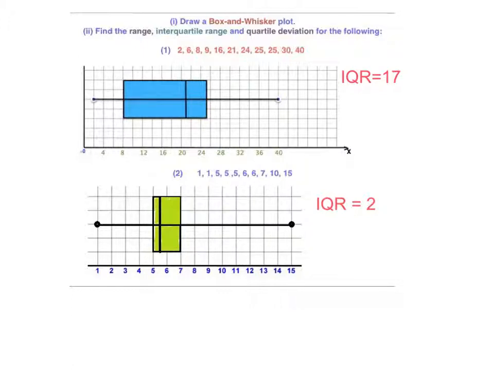And the interquartile range for the first set of data, the length of this box, is 17, whereas the interquartile range for the second is only 2. That means the middle 50% in the first set of data is spread out a lot more compared to the spread of the middle 50% in the second set of data. So box and whisker plot tells us about the spread of the data between the max and min, and also the middle 50%. The middle 50% here is represented by the interquartile range.